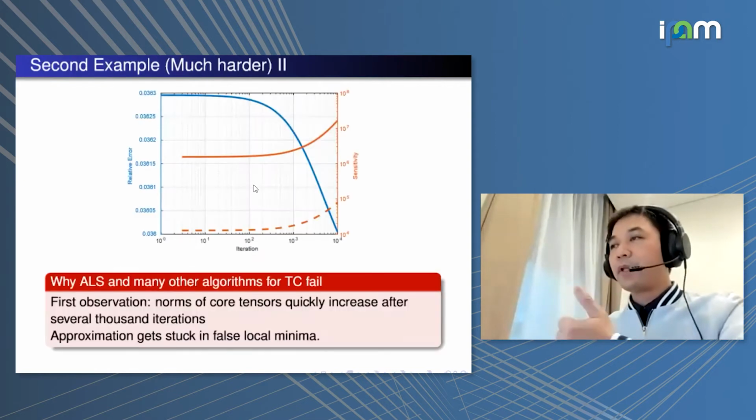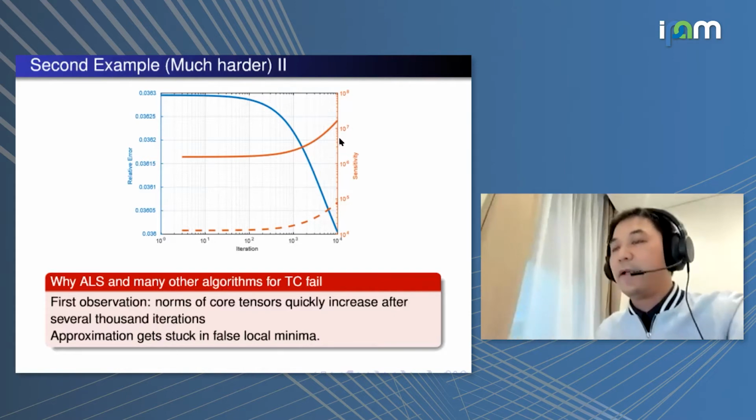So we show you here that even for a very small tensor, the ALS algorithm, and we tried many algorithms, not only ALS, all algorithms encounter the same, similar problem. So it's very hard. This kind of decomposition is really hard.